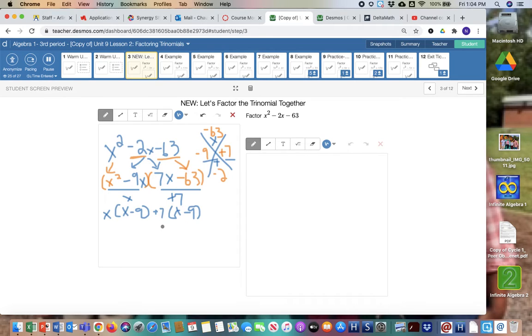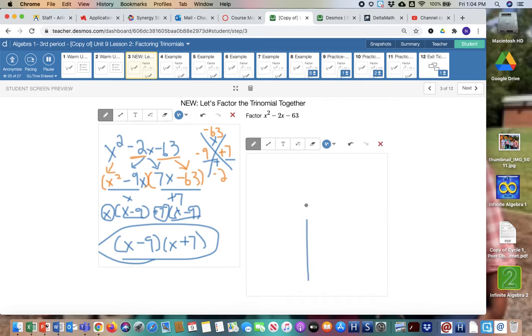Okay, now there's a built-in check for each of these questions. If these factors match, see how they're both x minus 9? So you write x minus 9 one time, and then the two GCFs, the x and the plus 7, form your other factor. Boom. X minus 9 and x plus 7, and that would be the factoring for this problem.